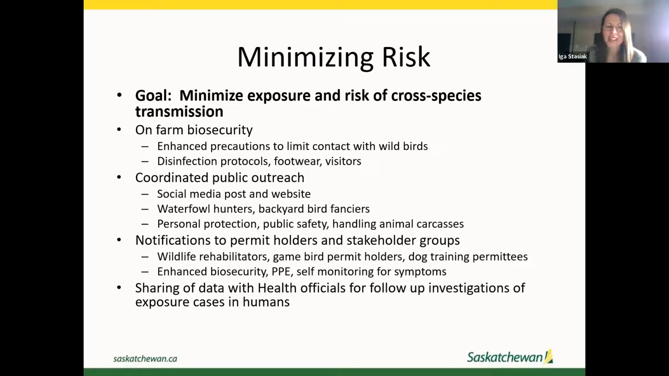things like disinfection, personal protection, and we work with all the stakeholders, wildlife rehabilitators, and those that might be in contact with infected birds, again, to encourage monitoring for symptoms, enhanced biosecurity at their facilities, and sharing health data with the Ministry of Health so they can follow up with some of these individuals. And so we're not able to necessarily control the spread of disease in wild bird populations, given how widespread it is, but we can try to minimize the risks to the various groups that might be impacted.